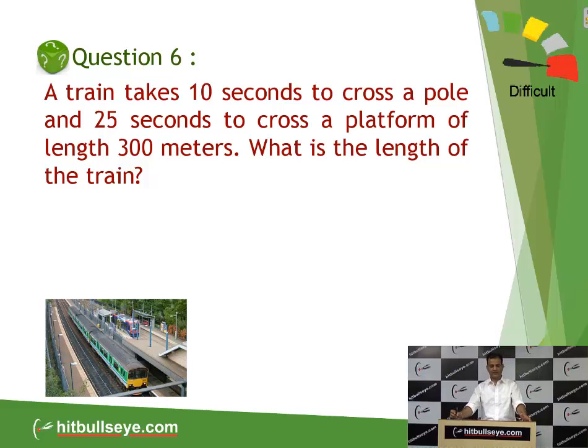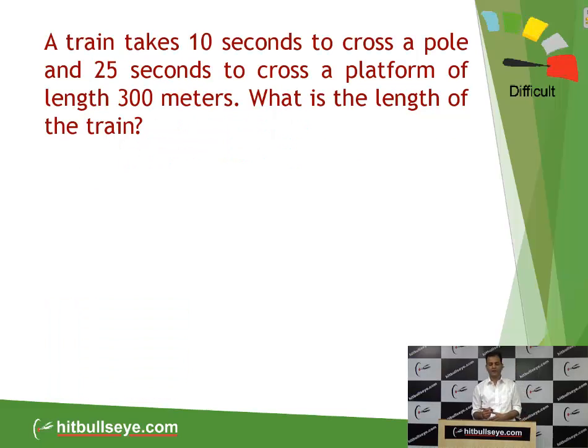A train takes 10 seconds to cross a pole and 25 seconds to cross a platform of length 300 meter. What is the length of the train? Again, speed in both the cases will be the same, students. Now as we are aware about the formula, because speed is the same, what is the formula of speed? Speed is equal to, students, distance divided by time.